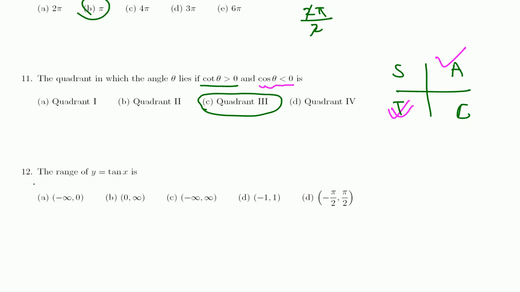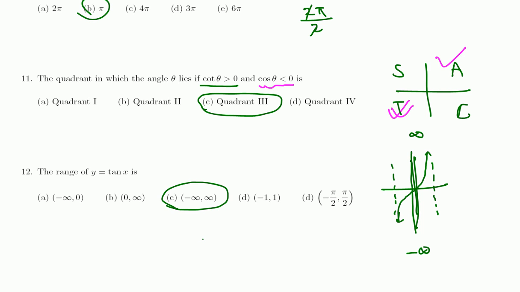Okay, 12, the range of y equals tangent x is one of these. So if you graph y equals tangent x, you will see a lot of vertical asymptotes, and one of the branches looks like this. It goes all the way from negative infinity up to positive infinity. By the way, the range is all real numbers, negative infinity through positive infinity. So here is the case. Final.